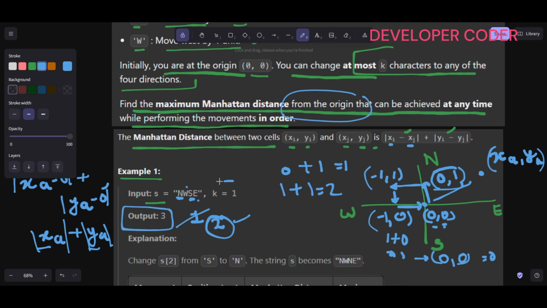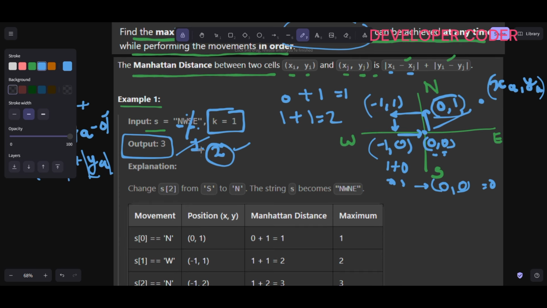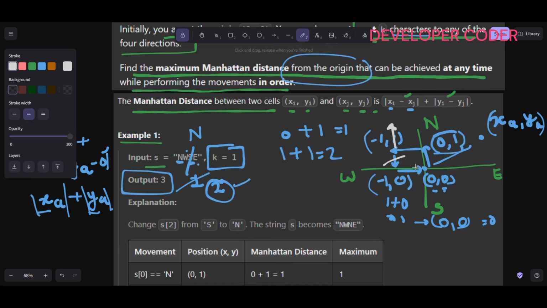Why? Because here k value is given to us. And what we can do with this k is change at most k characters to any of the four directions. So now if, instead of this s, I change this character to n, then instead of moving down, I move to the top position. So my x is going to remain the same, my y is going to be incremented to 2.